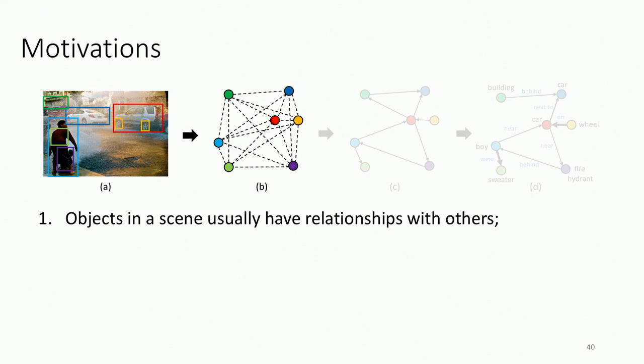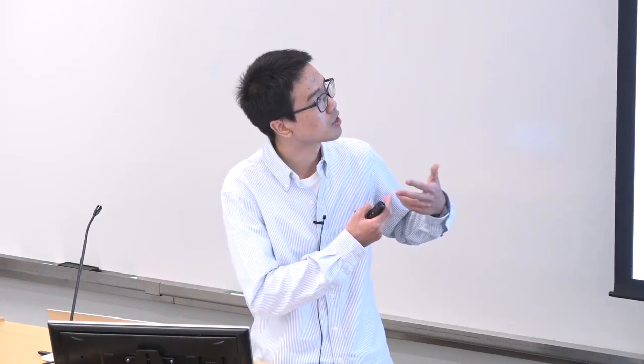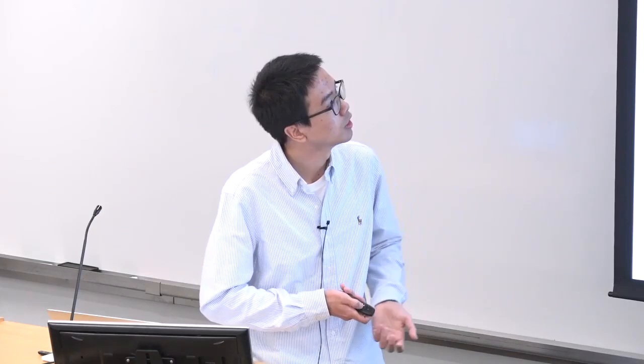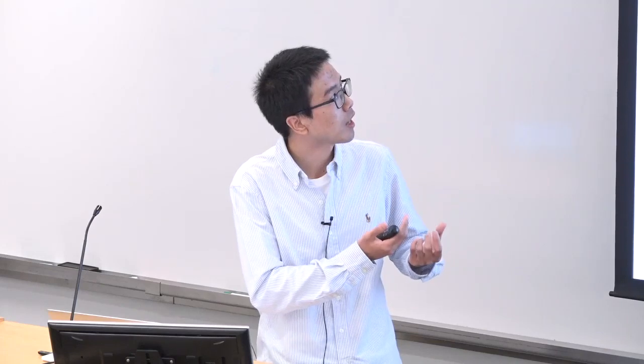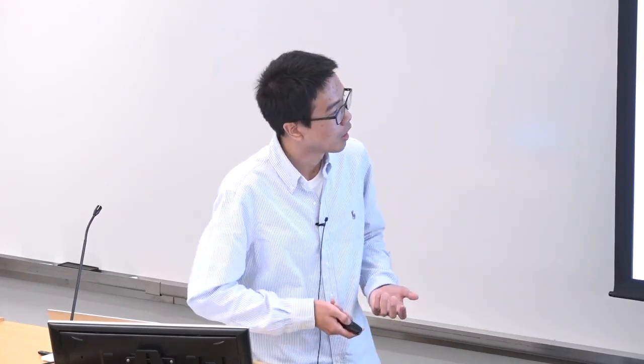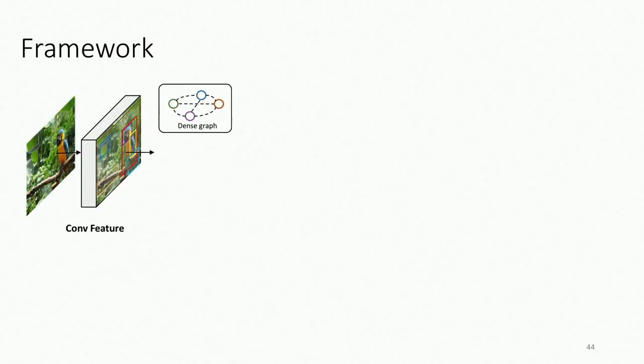For example, a simple case is that the car has two wheels, and two cars are next to each other. And also, not all object pairs have a relationship. The scene graph is usually sparse. For example, the person at the left side and the car at the right side can hardly be described by some relationship. And the existence of the relationships highly depends on the object category, and the type of the relationship highly depends on the context. So based on this, we propose a model.